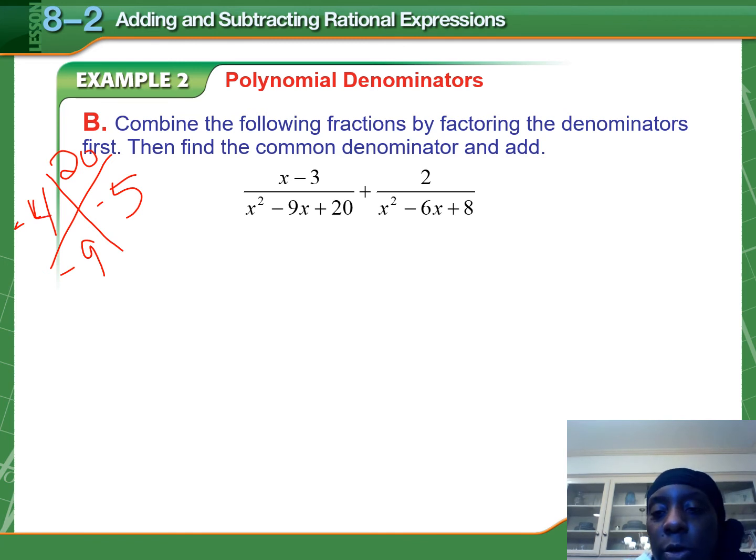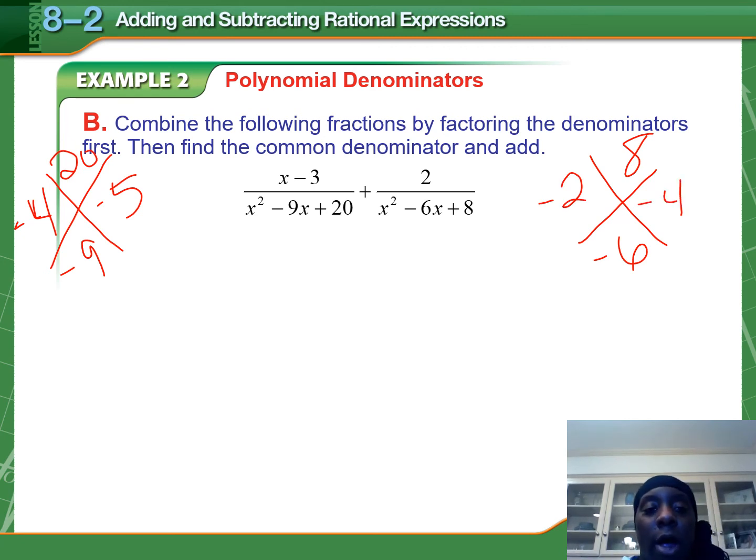So we have those. Let's go over here on this other side to do the other one. So we have 8 and negative 6. What two numbers multiply to give me 8 but add up to negative 6? Well, I hope you say negative 2 and negative 4. And so we have our factors. All right, so here we go.